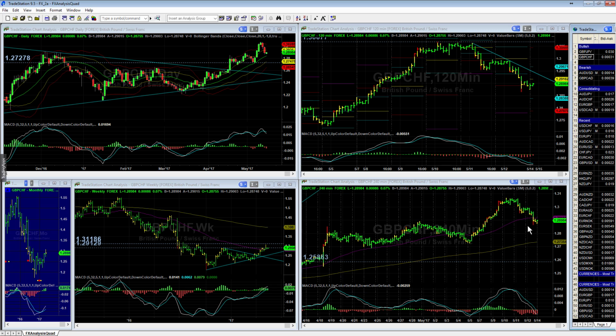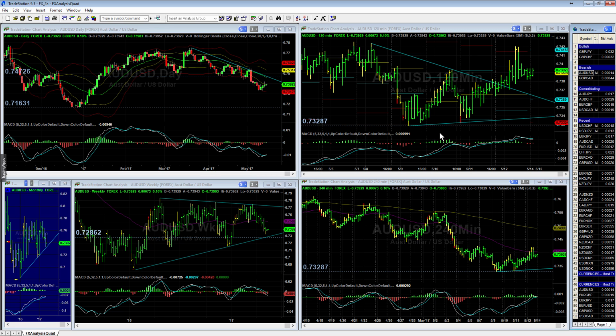We can see it also on the 240, though I haven't drawn a line in there. But still, we're getting higher highs and higher lows as we continue on here. So we're still in an uptrend, and there's no divergence or anything here yet, so we're still going to remain bullish in that market.